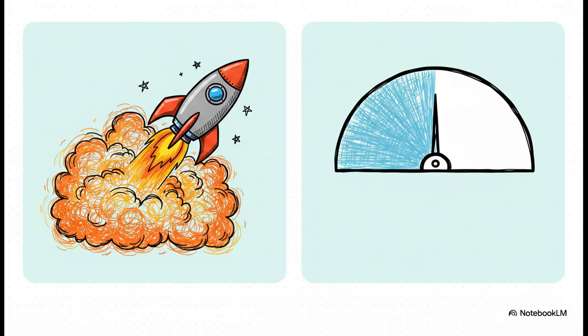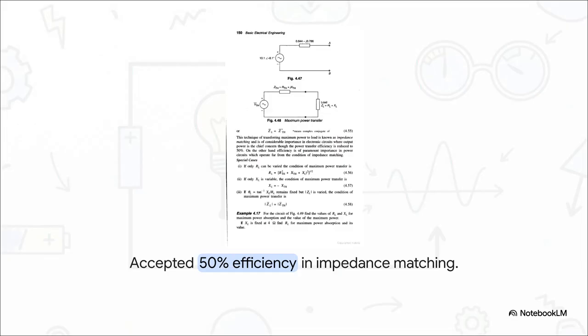To push the hardest you possibly can, you literally have to sacrifice half of your energy just to sustain that push. Let's look at another page from the source text to see how real-world engineers actually handle this. The text talks about impedance matching. It explicitly states that this technique is used in electronic circuits where output power is the absolute chief concern, quote, "though the power transfer efficiency is reduced to 50%."